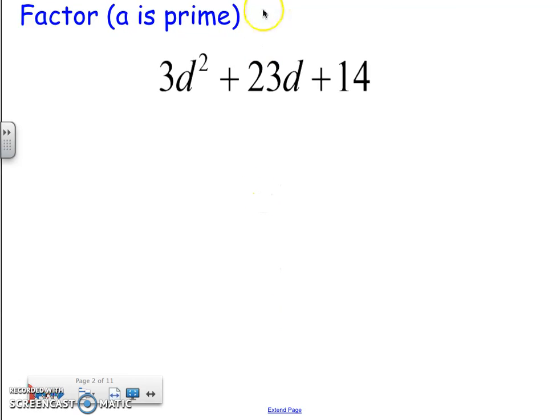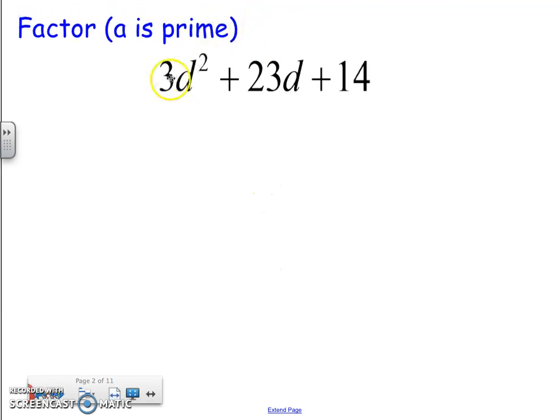Alright, so now we're going to learn how to factor a quadratic when you have a not equal to 1. And so we're going to look at when a is prime, so when our front number is a prime number, so 2, 3, 5, 7, numbers like those. So the first thing you do is you still multiply a times c.